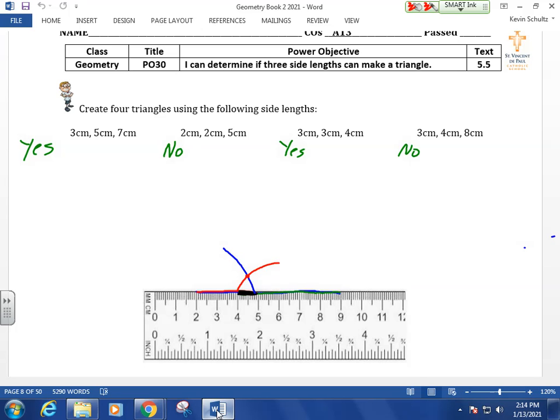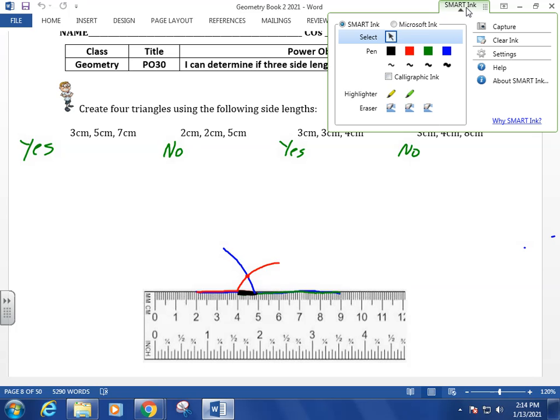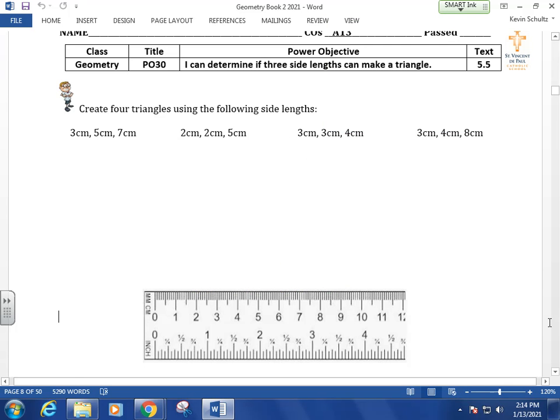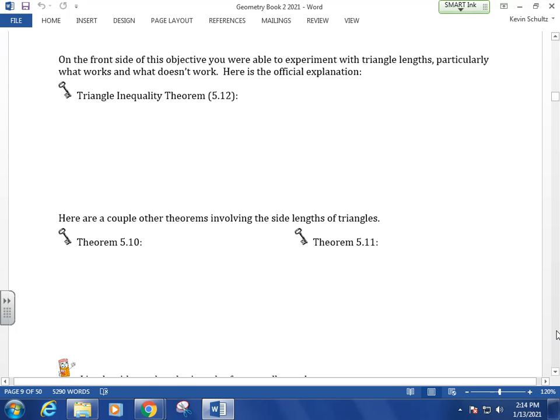The 3, 3, and 4 work as well because that 4 centimeter long side, those 2 sides of 3 will overlap. And as Mackenzie said, rather than drawing these segment lengths out and seeing if they overlap or not, the basic rule of thumb is the 2 shorter sides have to add to be greater than the third. Okay? And that is where we get, on the second page here, the triangle inequality theorem.